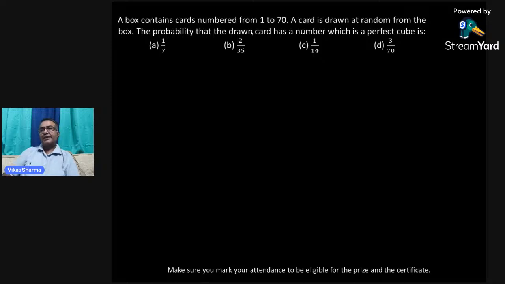A box contains cards numbered from 1 to 70. A card is drawn at random. So when we know that the cards are numbered from 1 to 70, one thing is clear, that the denominator should be 70. We are looking at the numerator now, and we have to find the probability that the drawn card has a number which is a perfect cube.